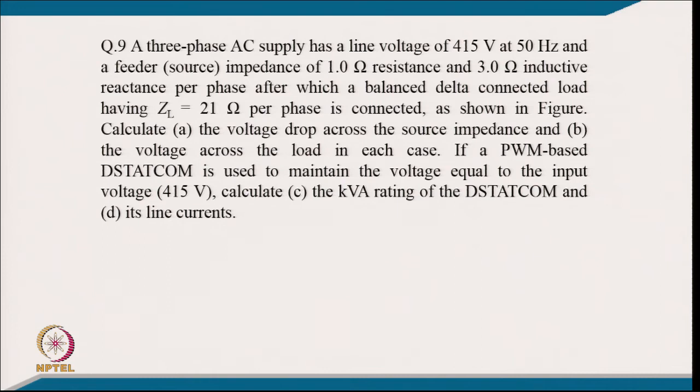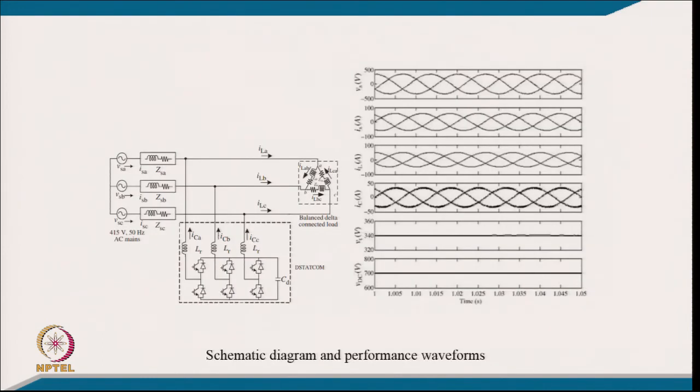So, that is a voltage regulation problem even across a resistive load, and the drop is because of the source impedance. So, this is a typical example.